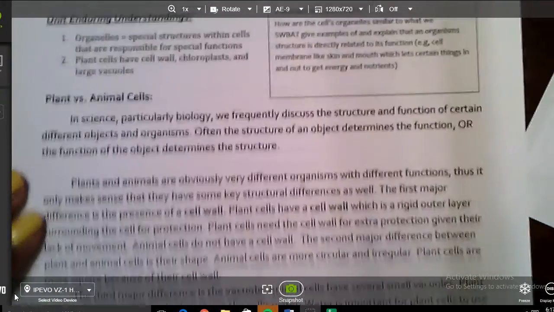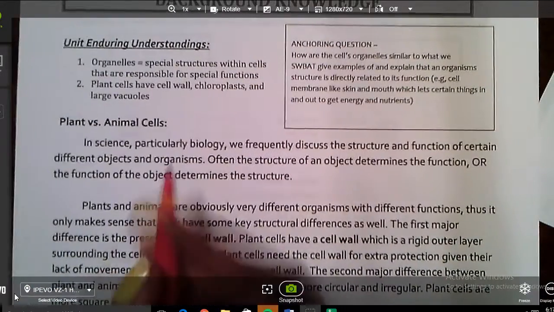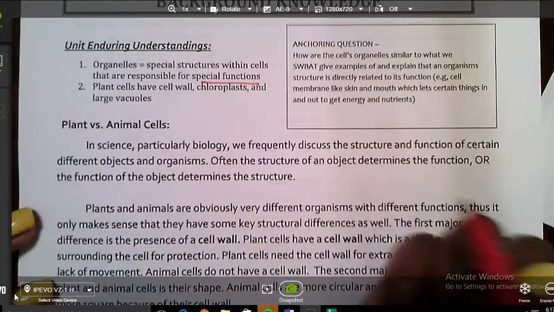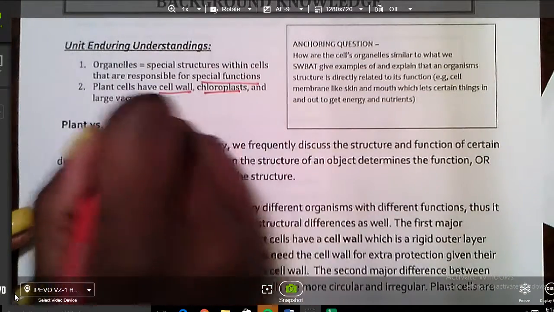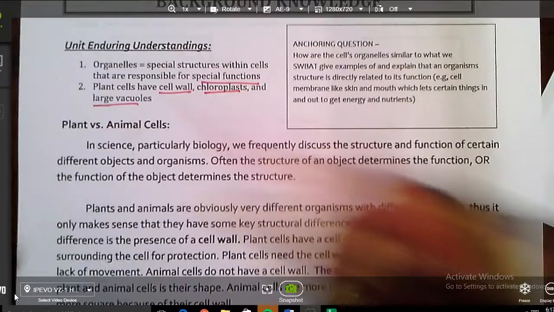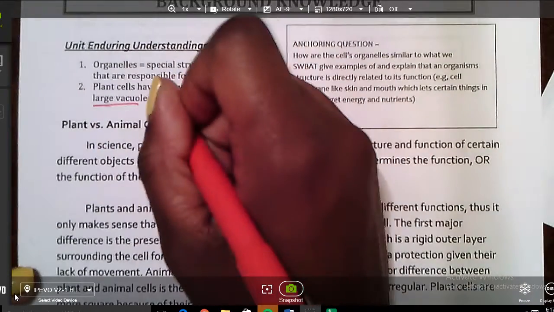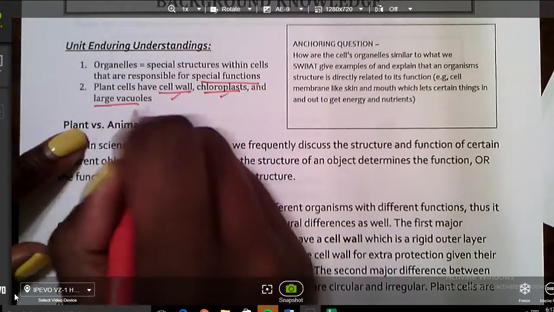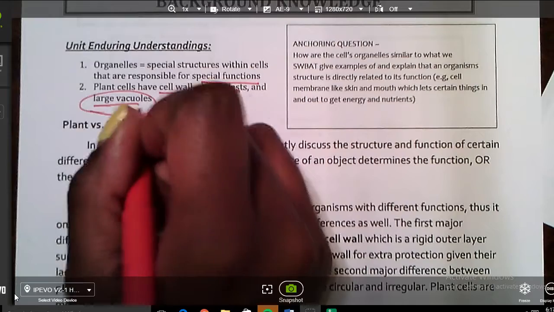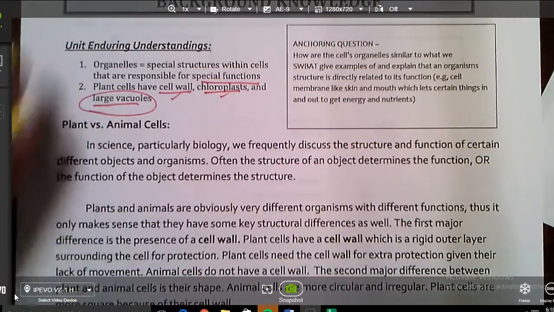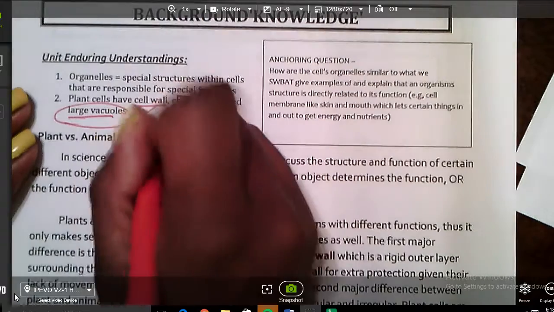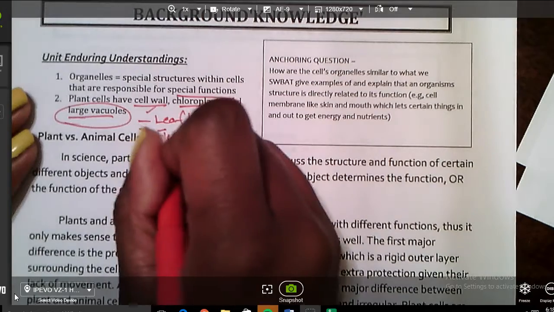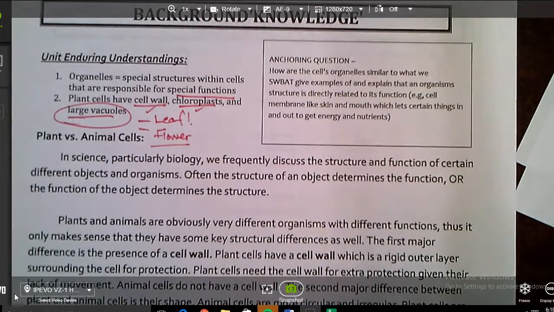Let's take a look at our background knowledge today and figure out what we are talking about. Organelles equals special structures within cells that are responsible for special functions. Plant cells have a cell wall, chloroplast, and large vacuoles. These are things that the animal cell does not have. The animal cell does not have a cell wall, does not have a chloroplast. The animal cell has a small vacuole. So this is a key piece of information to let you know that if you see this, we're talking about the plant cell. And when we say plant cell, we're talking about a leaf, a flower. That's how you know we're good to go.